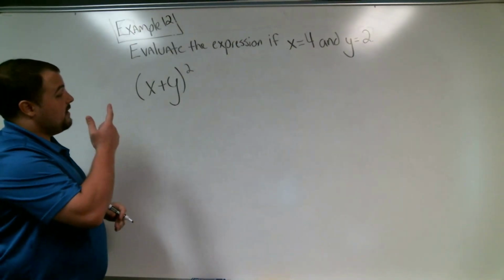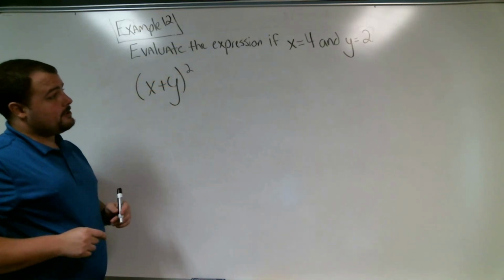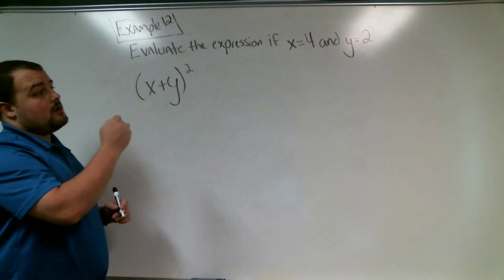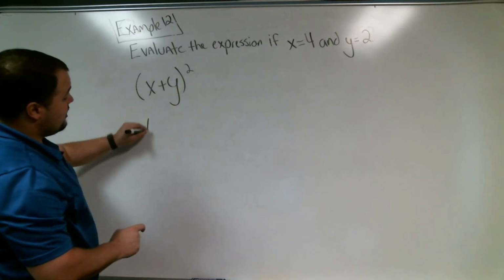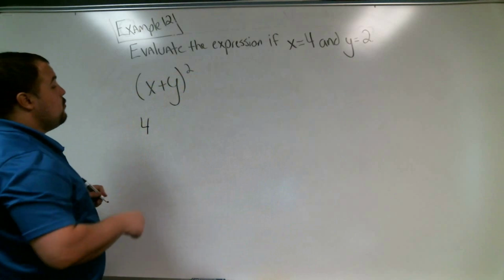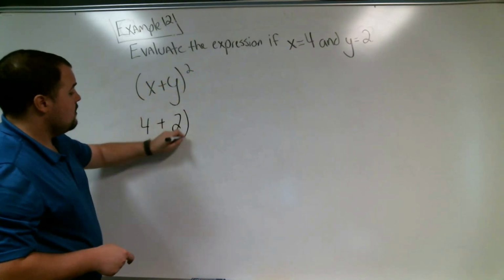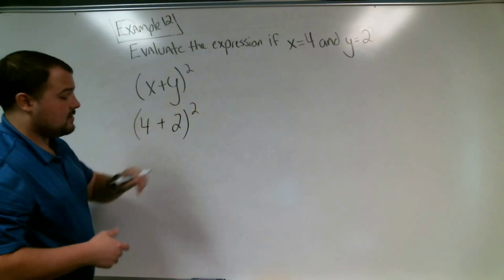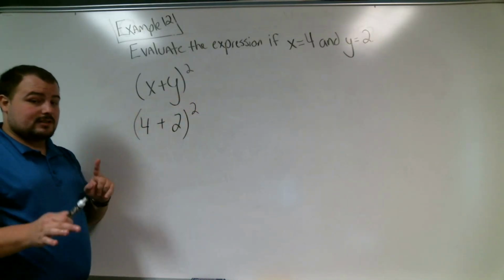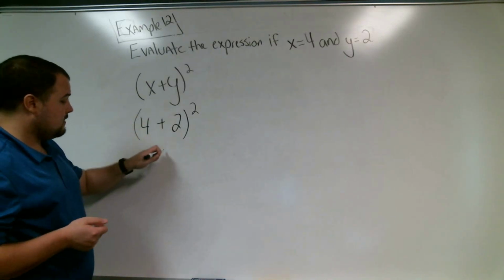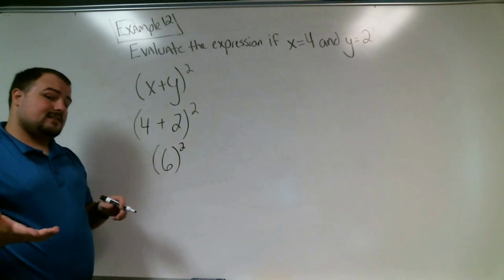For our last example, we have x plus y squared. And it says that we're going to evaluate the expression if x is 4 and y is 2. So we know that x is 4, there's an x, we're going to change it to the number 4. And we know y is 2, there's a y, we're going to change that to the number 2. So really, we have this problem here. We have 4 plus 2 inside parentheses still. 4 plus 2 is 6, because we have to solve inside parentheses. And then we have 6 to the second power.